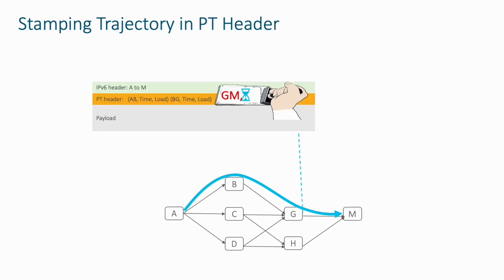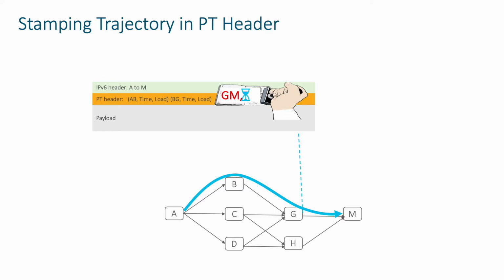The packet arrives at router G. I do all of my lookups, etc. And just before putting this packet on the outgoing interface, I'm going to stamp this packet with the outgoing interface information, timestamp, and load. So the basic intuition here is to have full visibility into the actual paths taken by packets in the network.